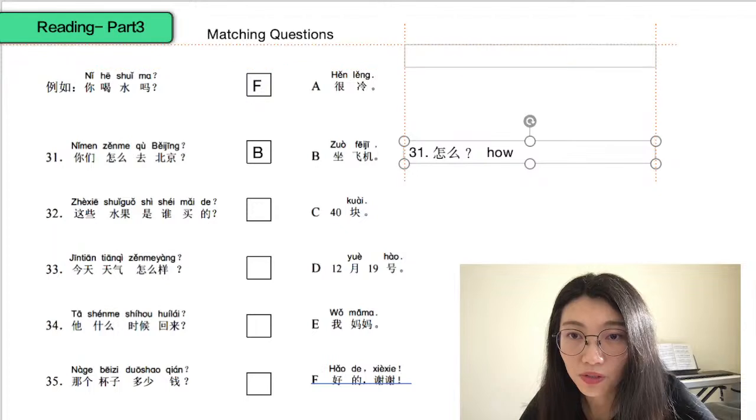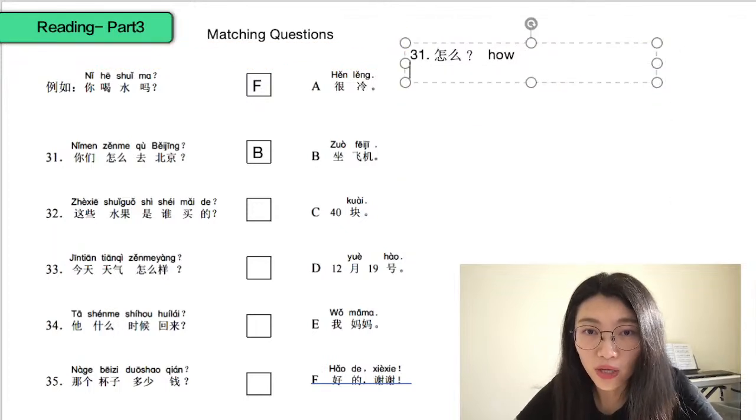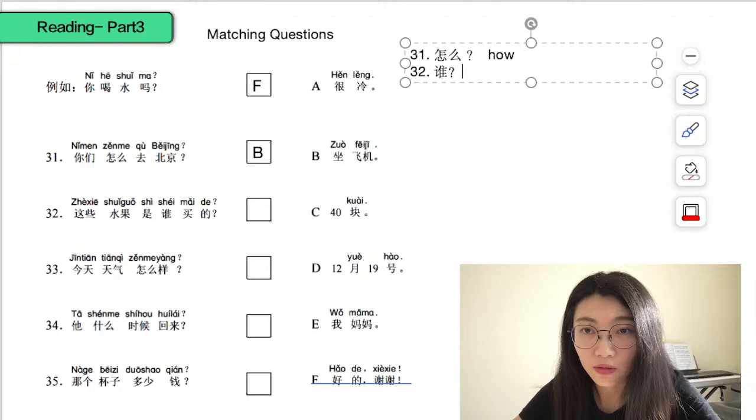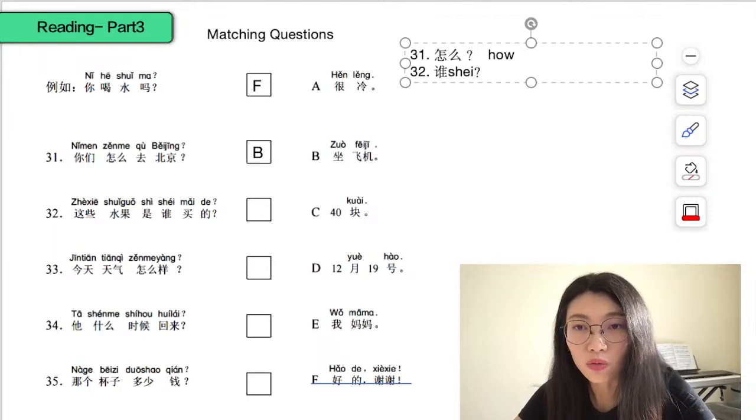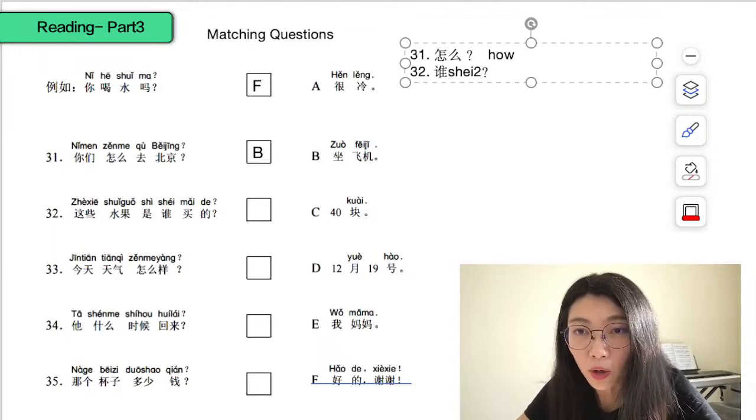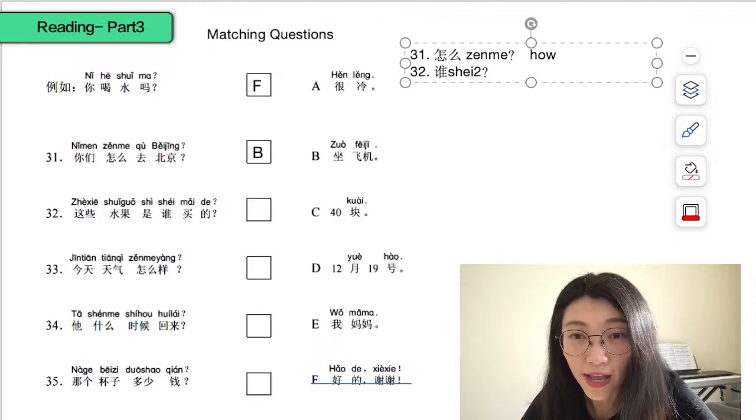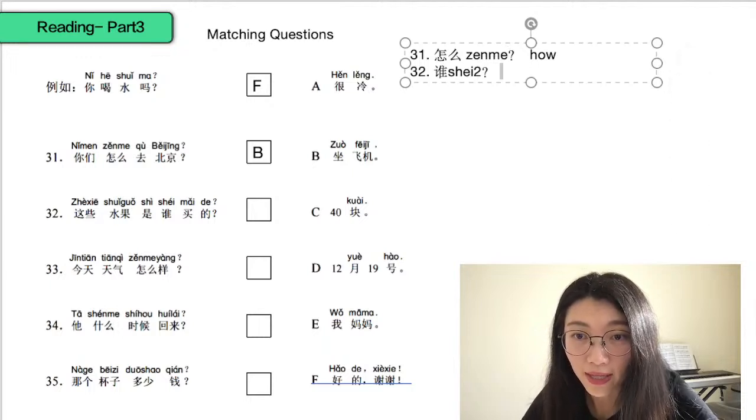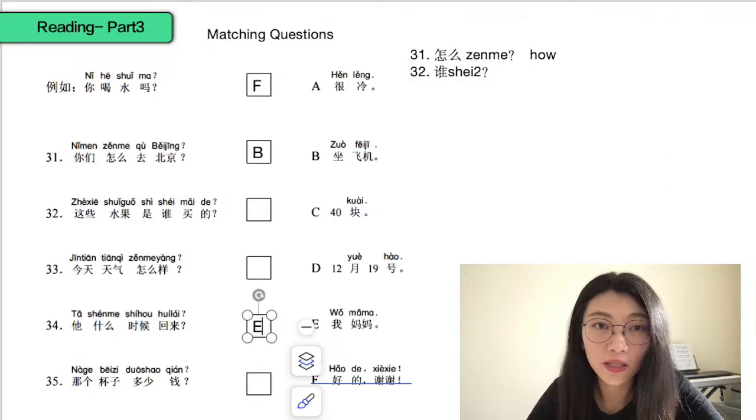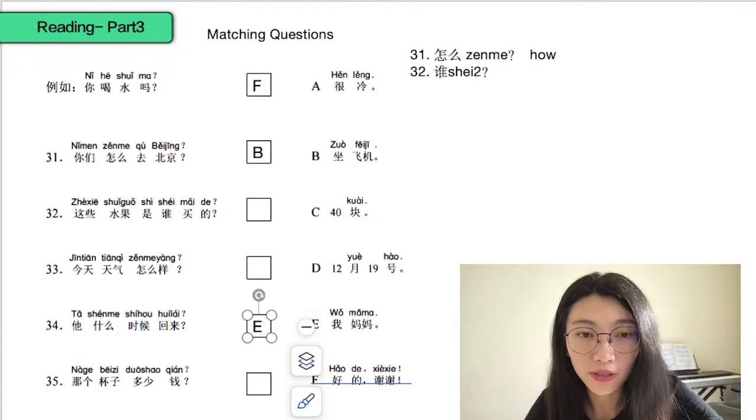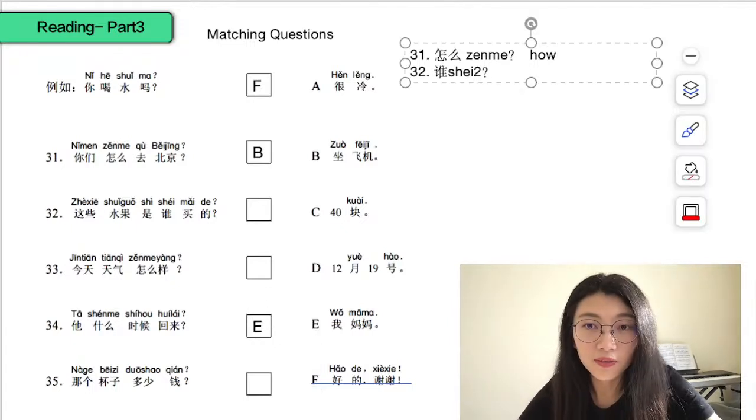Number 32. 这些水果是谁买的? Okay, it's asked about 谁, which means what? It means who. So it asks a person. Which answer is person? So it has to be E. Okay, B, E, very good. Okay, continue. Number 33.